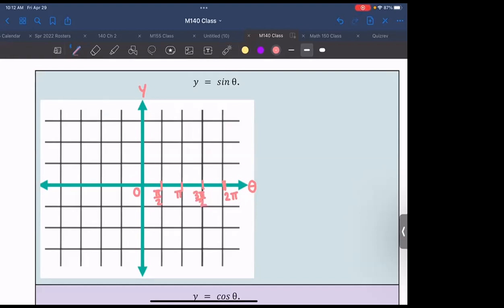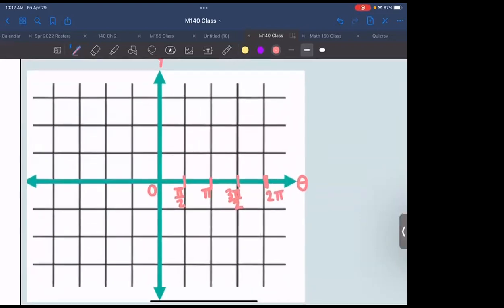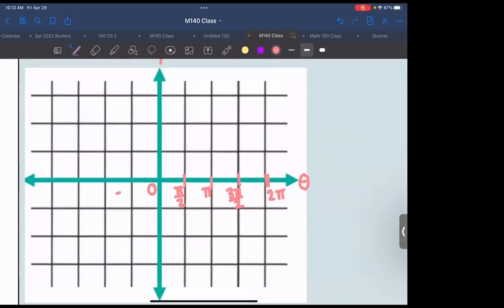Okay. Next, if we go backwards to negative angles, well, all we have to do is repeat what we wrote, but go in the negative direction. So on the left-hand side, this can be negative pi over 2, negative pi, negative 3 pi over 2, and negative 2 pi. Okay. So I've just labeled my x-axis. Now let's label the y-axis, okay?